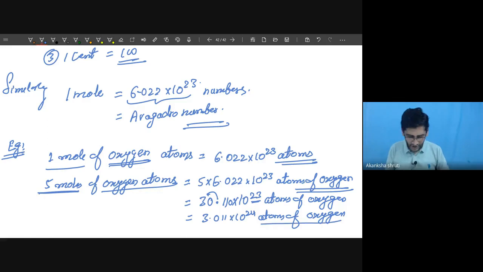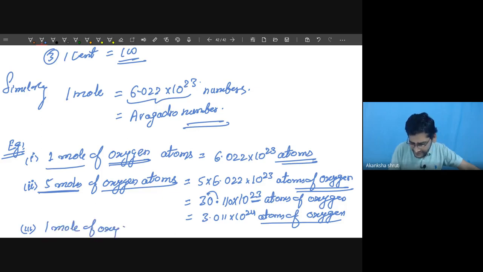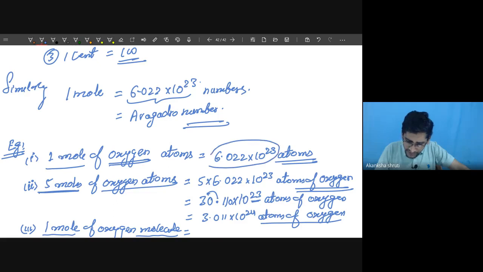So here we are always talking about the atom. Student, in place of this, if I am writing, say, 1 mole of oxygen molecule, then what does it mean? What does it represent? Student, can you tell me? Now in place of atom, we are taking the molecule. So what is the difference? We shall keep in mind Avogadro number of, now in place of atom we need to take the molecule.